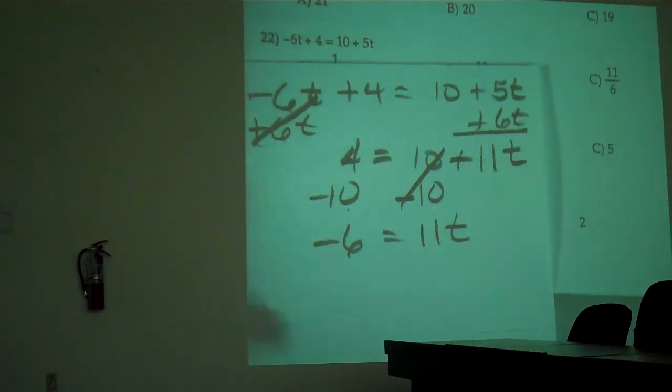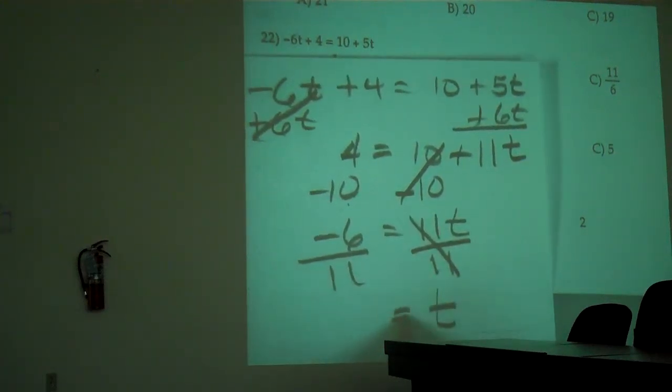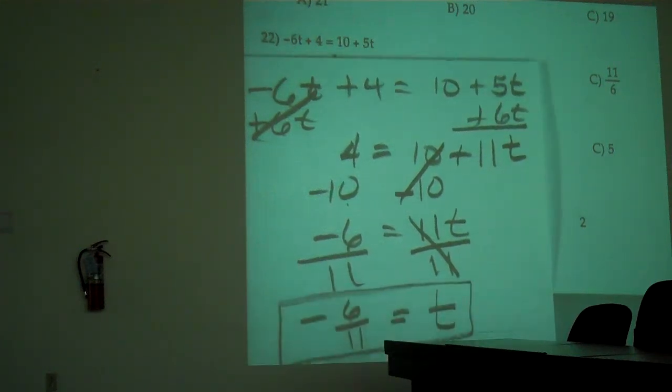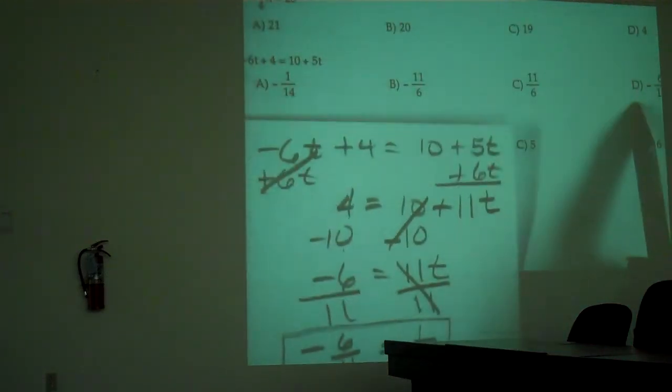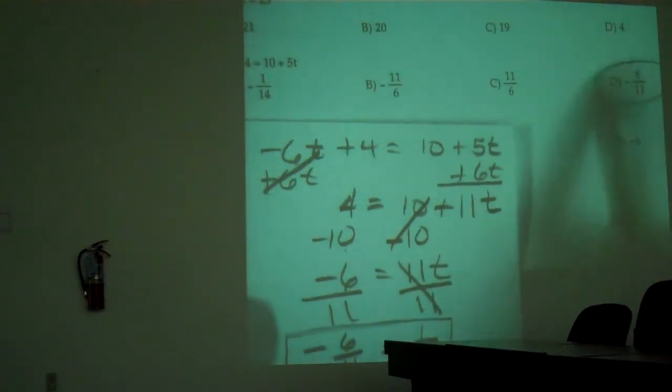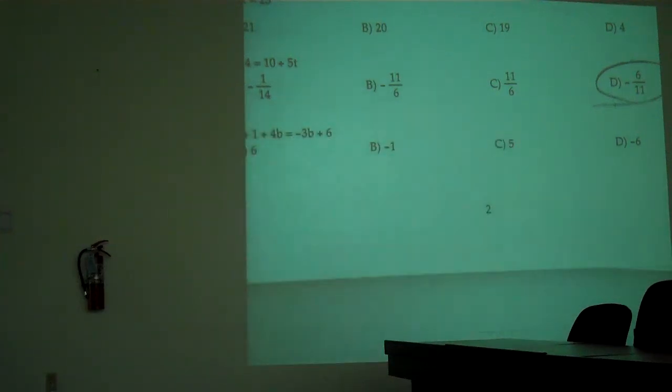Now what do we do? Divide by 11. It's 11t. You're going to divide by 11. Okay? So t equals negative 6 over 11. That doesn't reduce. That was one of your answers on there. It's D right here, negative 6/11. So if it doesn't come out even, don't freak out because there may be some fraction answers.